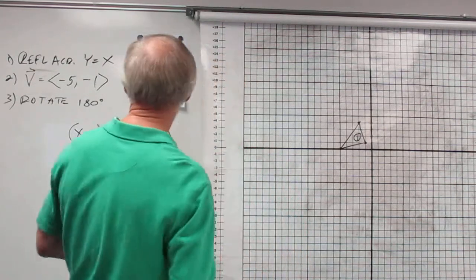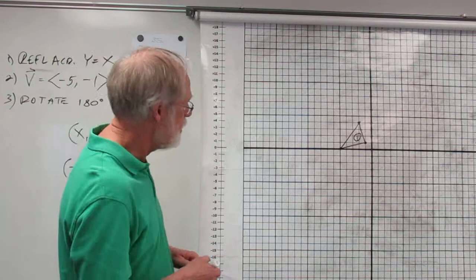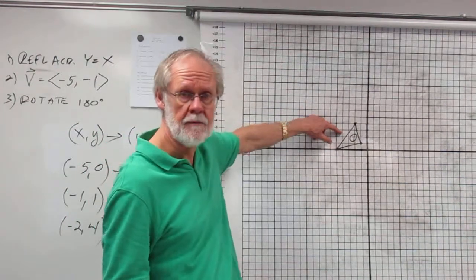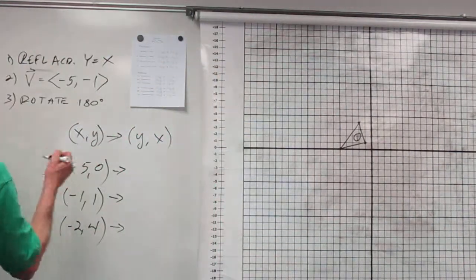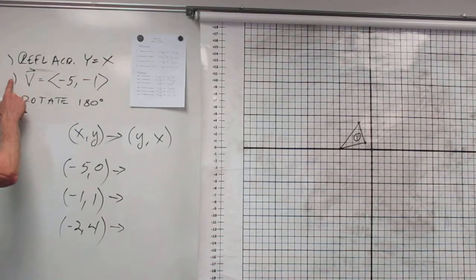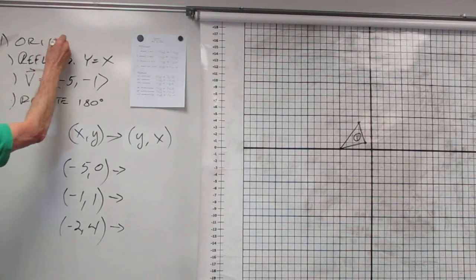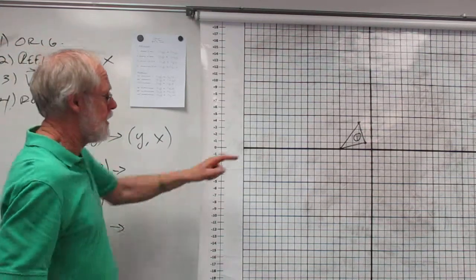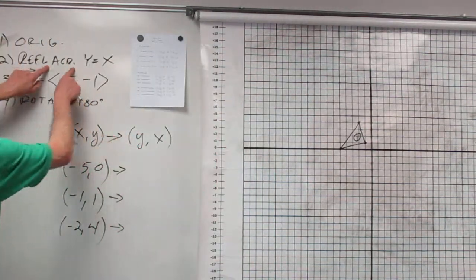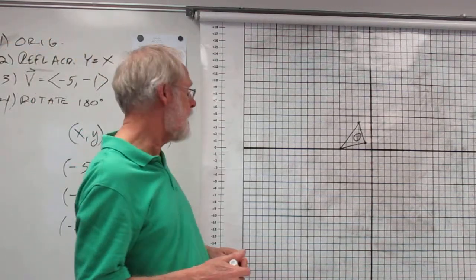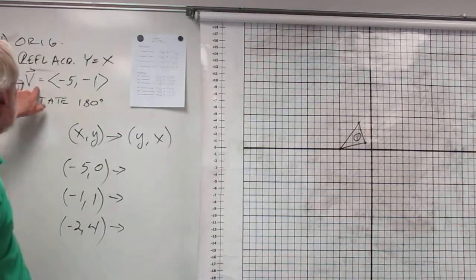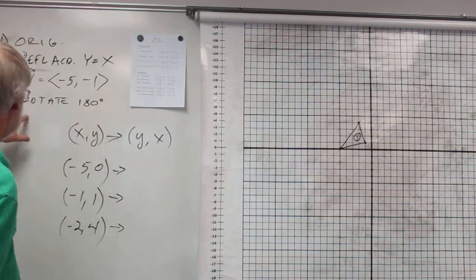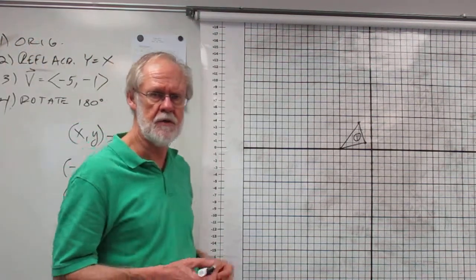So in this particular one, we have a figure which is right here. I've called that number 1, and maybe I should make these numbers match. So number 1 is actually the original. The next one is going to be a reflection across the line y equals x. Then we are going to move by the vector -5, -1, and then we are going to rotate 180 degrees.